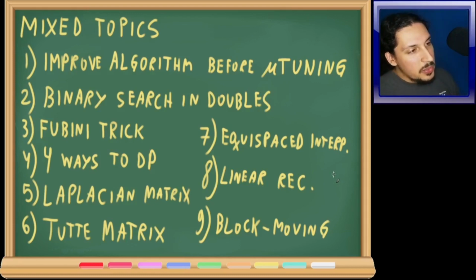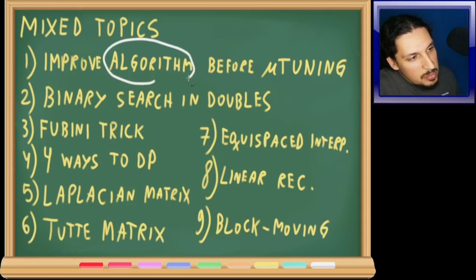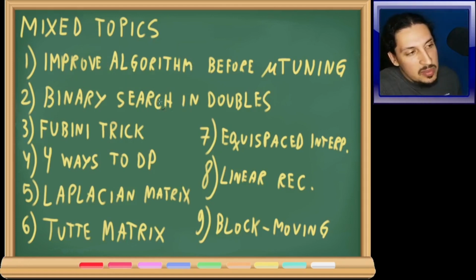The first thing we will see is a very simple principle, but it's important to keep in mind: you should improve your algorithm first. Almost always, this will be more important and will give you better gains more quickly than micro-tuning. What do I mean by micro-tuning? Improving the basic operations of the algorithm instead of the algorithm itself.